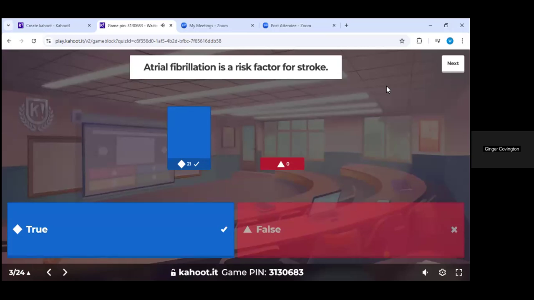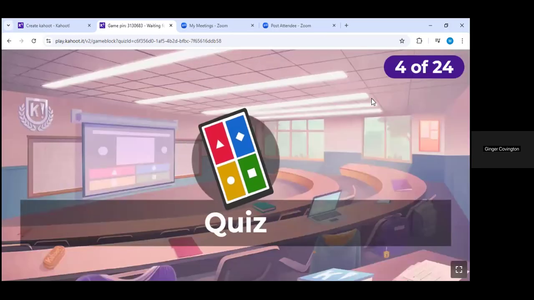Okay, and that one was obviously a good one for y'all. Y'all all remembered atrial fibrillation, which I'm excited about. You'll learn more about that next semester. But also take a look at the other risk factors for stroke. There were numerous ones, so make sure you take a look at those. That was in the neuro chapter.